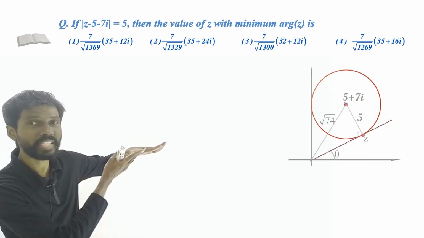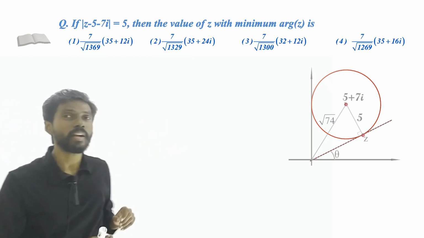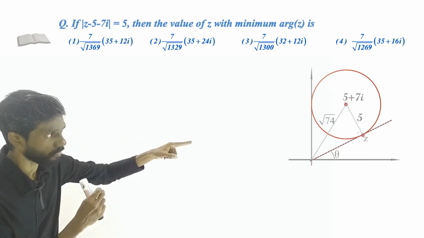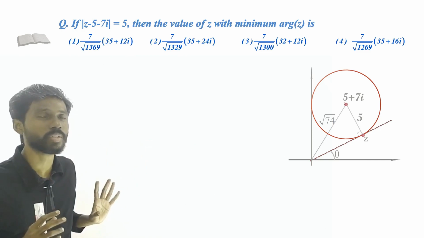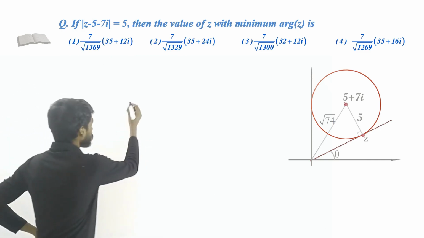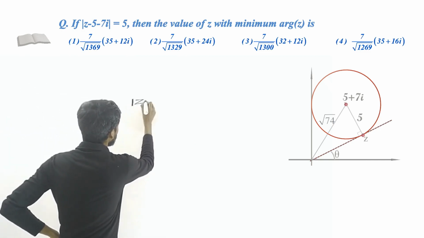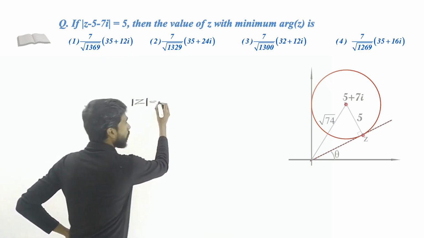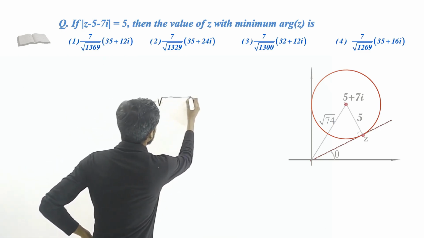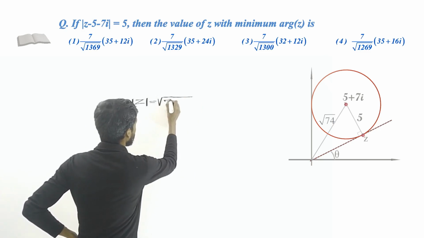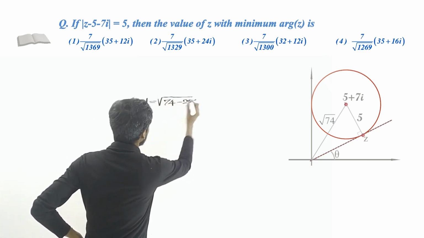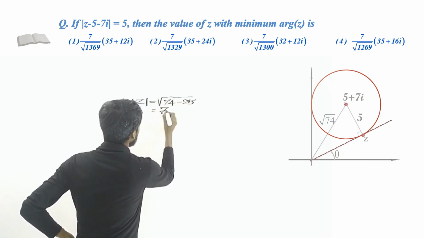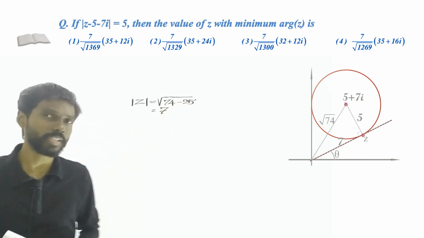So where the tangent meets that circle, that is where our z lies, right? That point will have minimum argument. So that z is what we need to find. But what is the modulus of z? Using Pythagoras theorem, the square root of 74 square minus 5 square, so that is 25, so that is 7 only. That means the modulus of z is 7, just like the last question.